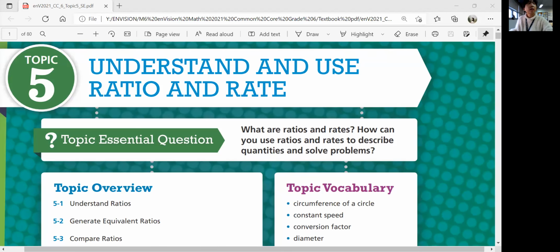Hi, this is Math 6, Lesson 1. But before we do Lesson 1, let's do an overview of Topic 5. Topic 5 is Understanding and Use Ratio and Rate. In this topic, we'll think about what the ratios and rates are, how we can use ratios and rates to describe quantities and solve problems.